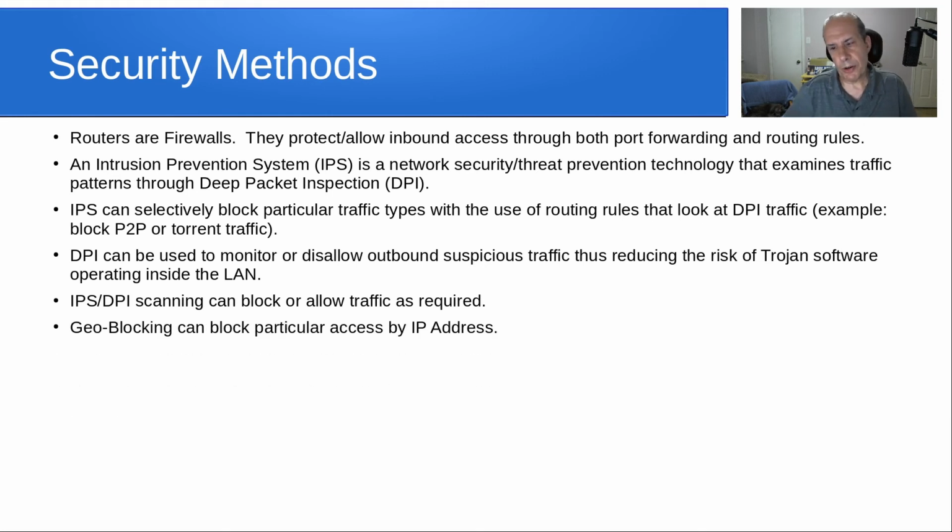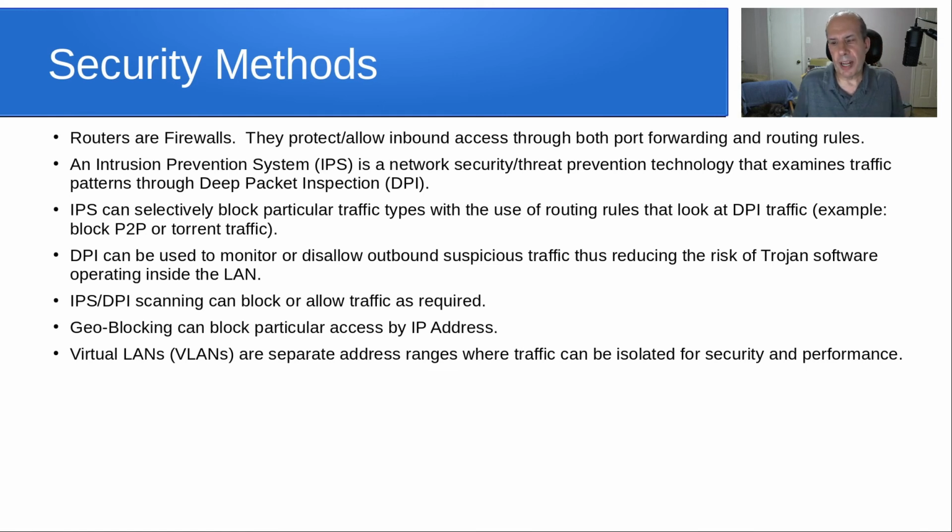Also, a lot of routers support what's called geo-blocking, where you can block particular access by IP address. That means that IP addresses from a certain part of the world are not allowed to be reached from your system, or people in certain parts of the world are not allowed to reach your system. At various times, when the geo threat from a particular part of the world mounts up, I might disallow that country for a while.